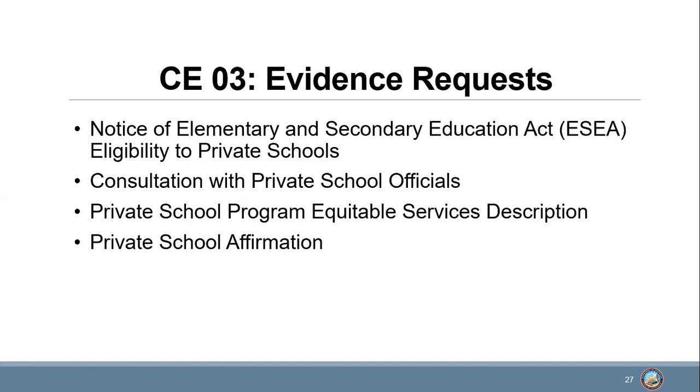We will need a description of the equitable services that are being provided to the private school programs. And finally, a signed private school affirmation stating that consultation between the private school and the LEA took place. For this item, it's important that you upload documentation for each private school that is participating. For example, if you have 5 schools that are eligible for services, you'll need to provide documentation that shows that a notice of eligibility was sent out to each school and that each was consulted for services.